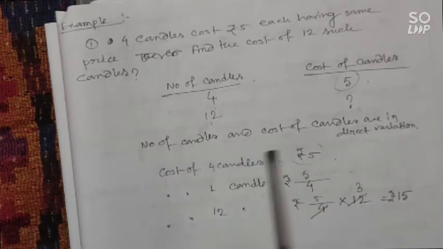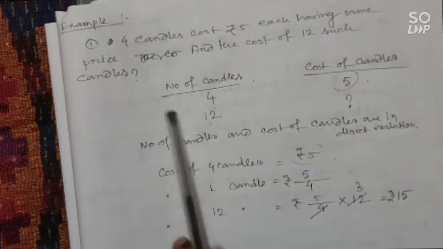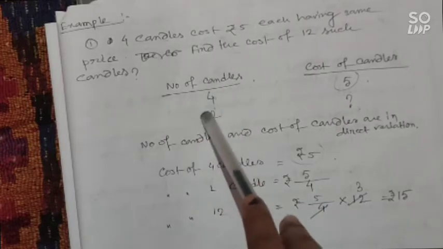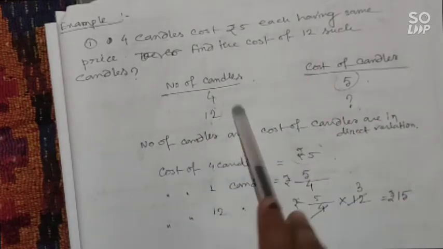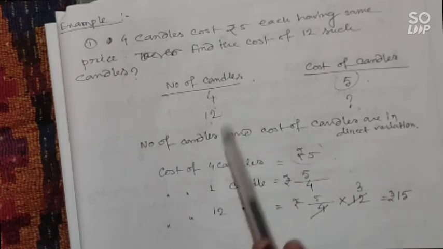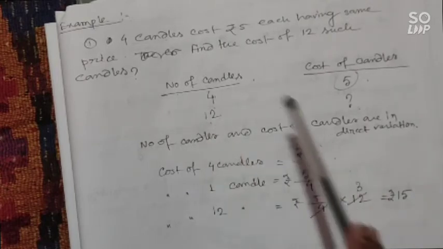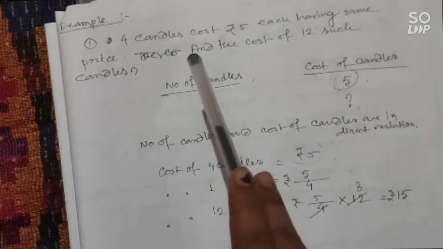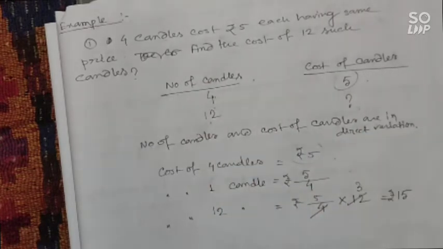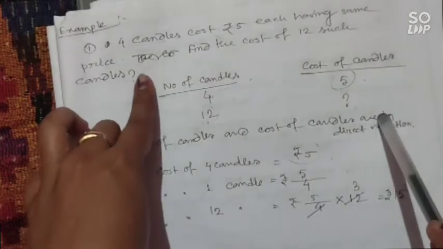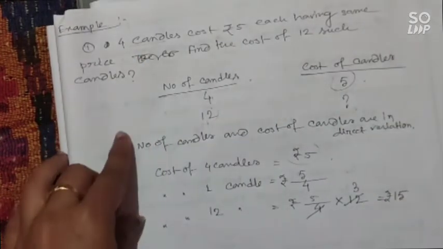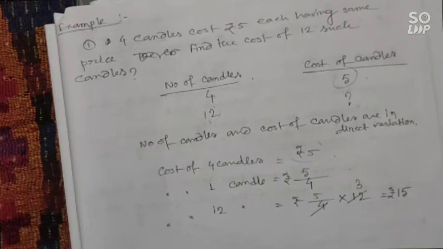So the cost of 4 candles is 5 rupees. If you can make this chart, then you can solve the problems easily. I think if you make this chart, you can solve the maths easily, because all the information will be in front of you. Okay, it will be easier for you.